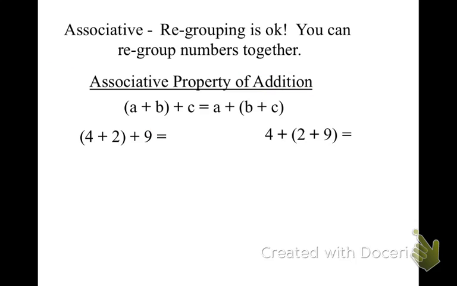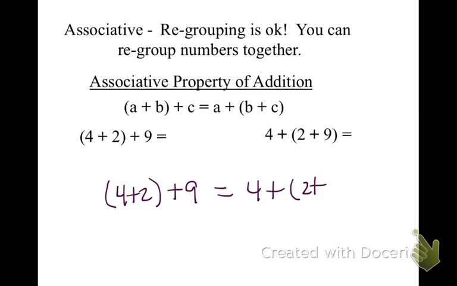So let's take a look at my example. I've broken up my example. Technically, we can set them equal to one another. 4 plus 2 plus 9 is equal to 4 plus parentheses 2 plus 9. Now, by regrouping, what's the only difference?